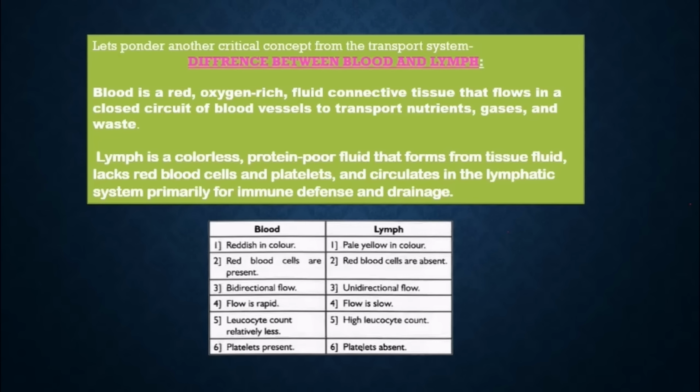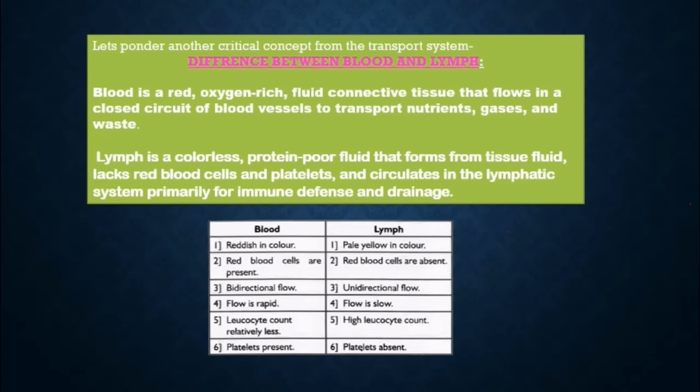So whenever we think of blood and lymph, there is a distinct difference between them, because blood is reddish in color while lymph is pale yellow in color. Red blood cells are abundantly present in blood, whereas red blood cells are totally absent in lymph. In other words, we can say that blood minus RBC is lymph.